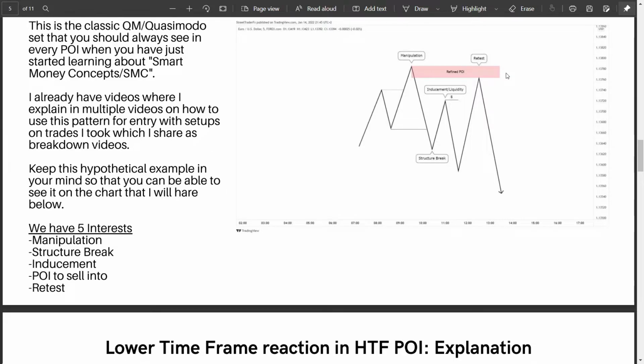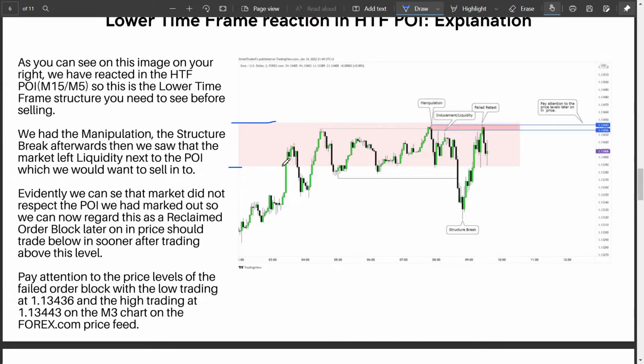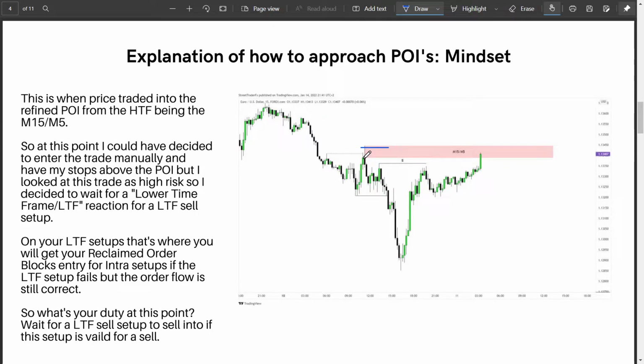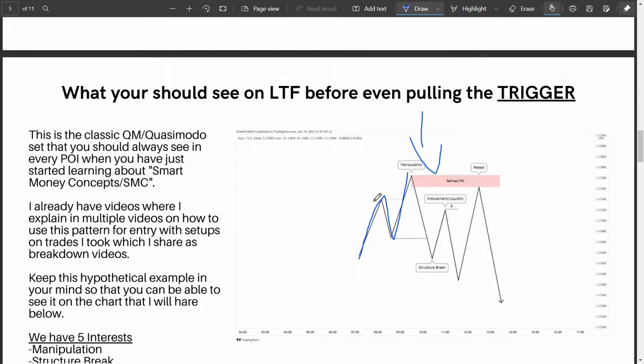So as you can see, this zone right here is this one on the M15. So what we wanted to see within the zone was the structure right here, right? We wanted to see an M1 stop hunt, an M1 break of structure, and then we wanted to see a bit of inducement left behind, and then a retest of that M1 POI, right? So that's what we're going to look at and see whether we did see it.